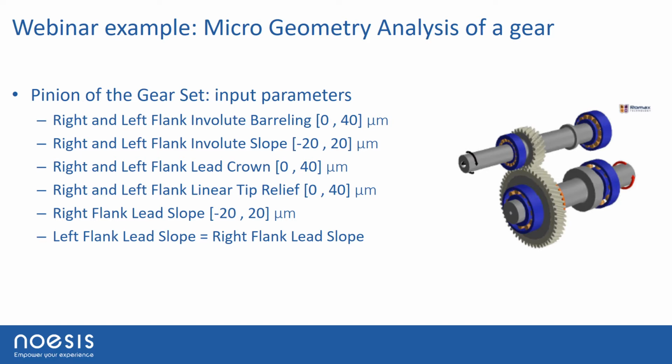And you see here we are also giving the range. So Optimus will be able to play with those parameters within those ranges, which is between 0 and 40 micrometers, for example, for the involute barreling on both flanks.